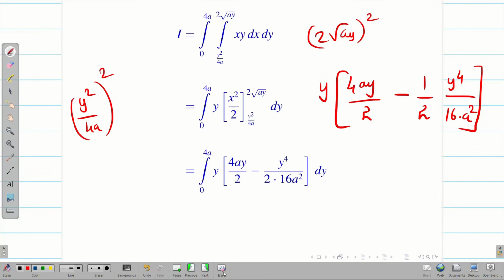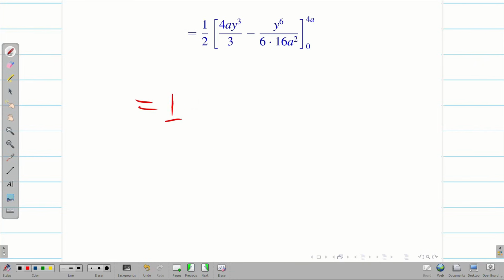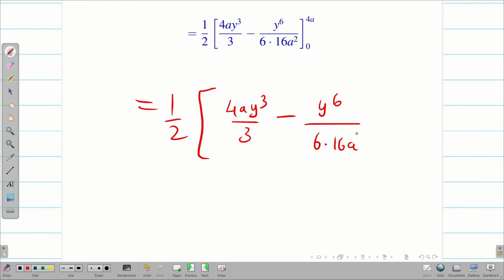Done. Now we are going to integrate this with respect to y. For this, I have to multiply this y inside, otherwise I'll be in trouble. So 4ay square, then y power 5. See here 1 by 2 and here 1 by 2 is common. I will take this out. So 1 by 2, 0 to 4a, 4ay square minus y power 5 by 16a square dy. Integrating this, we will be getting 4ay cube by 3 minus y power 6 by 6 into 16a square.